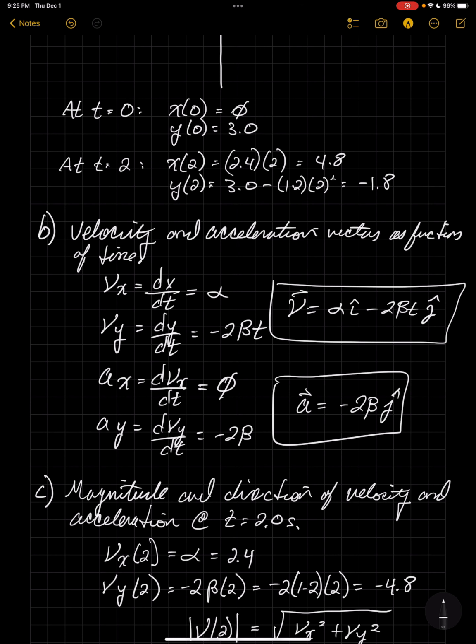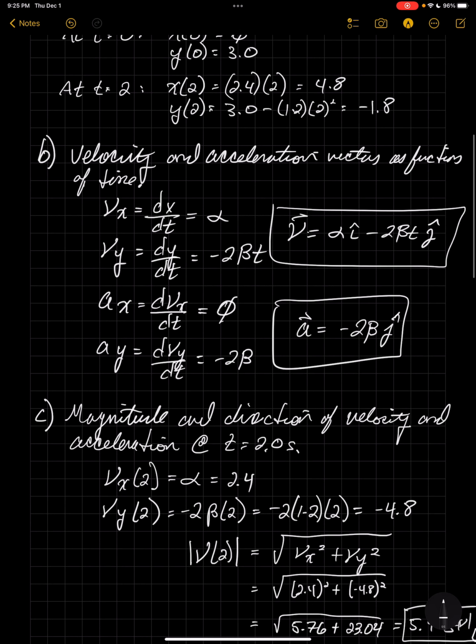The acceleration in the y direction is dvy by dt, and the derivative of negative 2 beta t with respect to time is just negative 2 beta. So the acceleration in y is just negative 2 beta. So the acceleration vector would be the acceleration in the x direction plus the acceleration in the y direction, but since the acceleration in the x direction is equal to 0, the acceleration vector for this case is just negative 2 beta j hat.